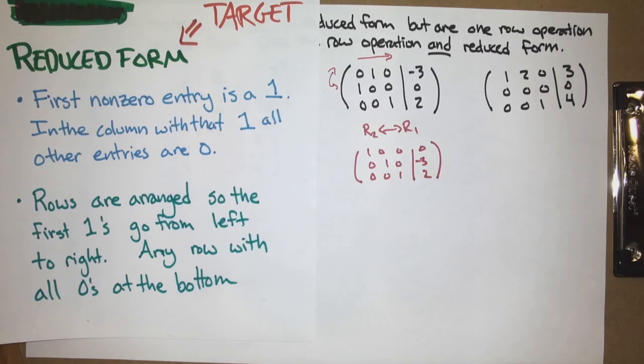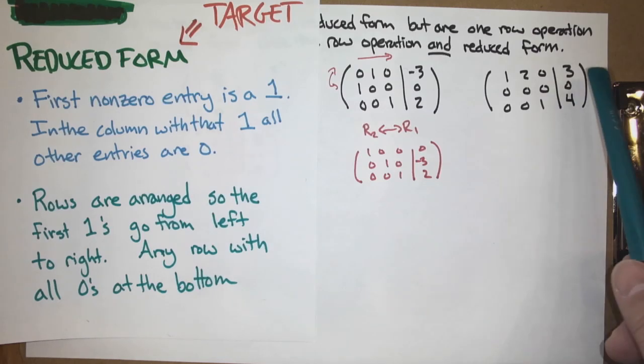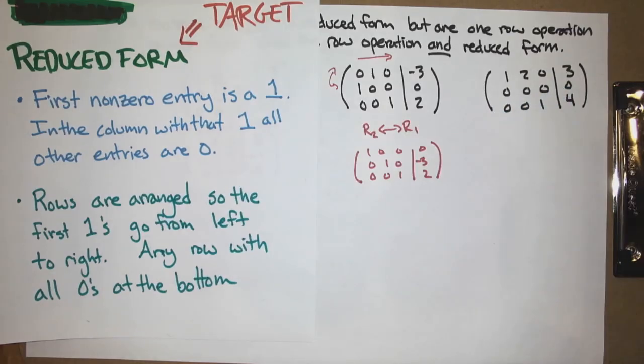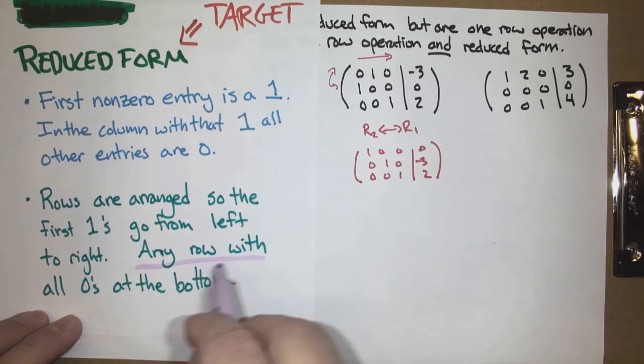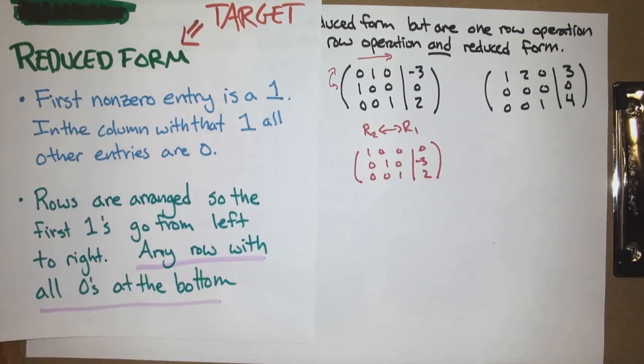All right, last one. We have the matrix 1, 2, 0, 3, 0, 0, 0, 0, 0, 0, 1, 4. This is not in reduced form, but we're one step away. What's wrong, and how do we fix it? There's this note here that might be very suggestive. What's wrong?